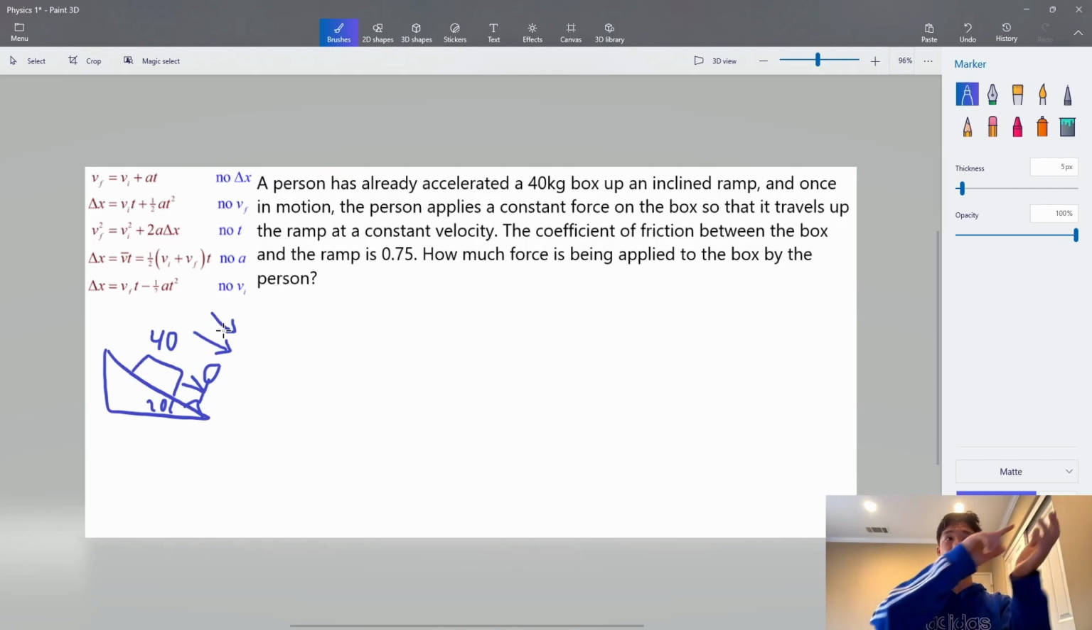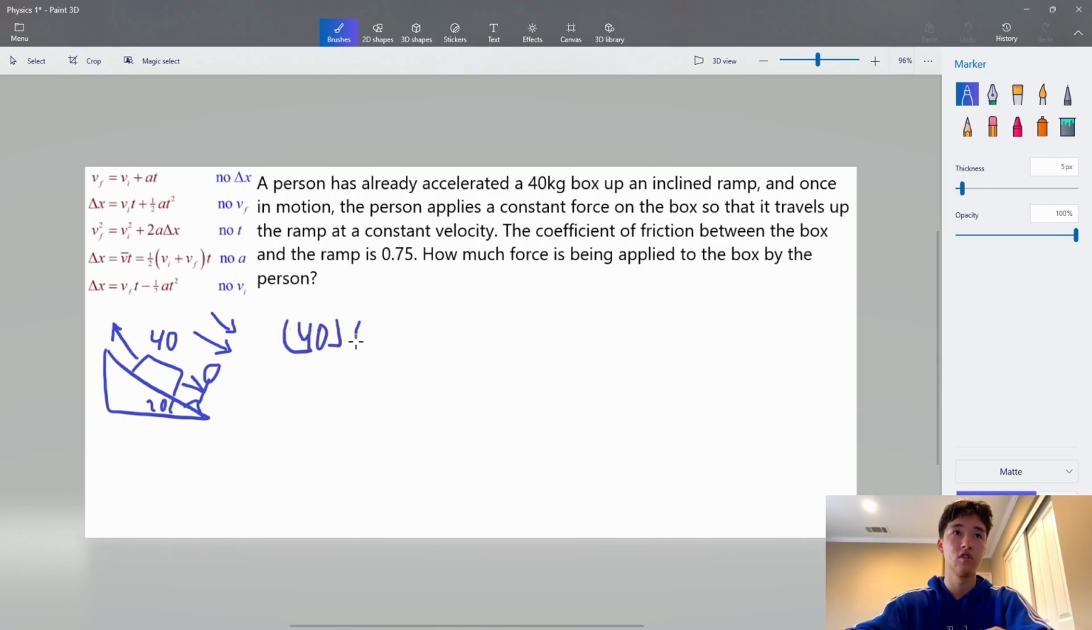We need to find the force moving the box downward due to gravity and the force resisting the motion upward, which is friction. And we add these two forces right here together, and that's going to be equal to the amount that the person is pushing upwards. Find normal force first, which is mg multiplied by cosine of 20 degrees. And this is going to be equal to 368.36. So this is our normal force.